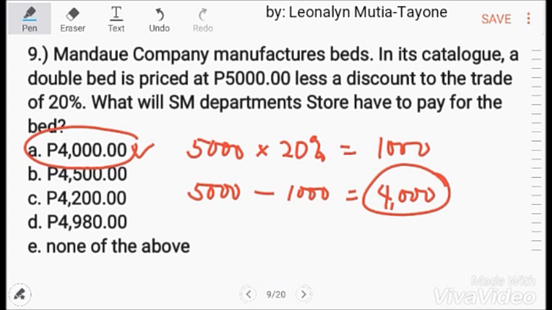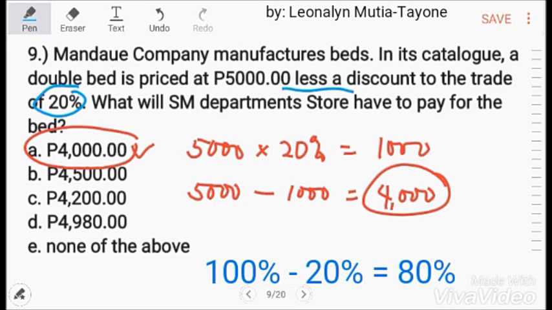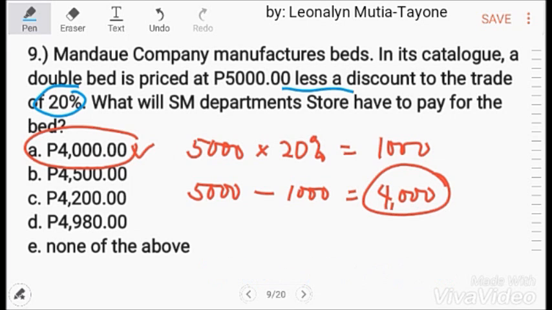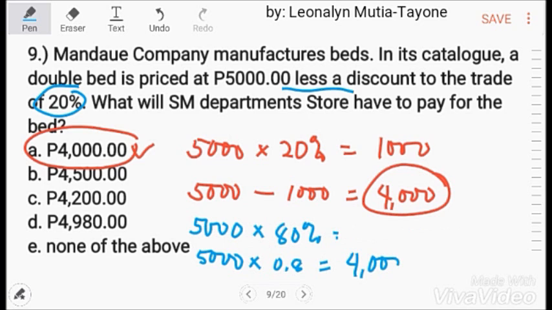Another way, 5,000 less a discount daw ng 20%. 100% minus 20%, that is 80%. So, 80% of 5,000 or 5,000 times 80%, and that is 5,000 times 0.8 equals 4,000. So the answer is 4,000.